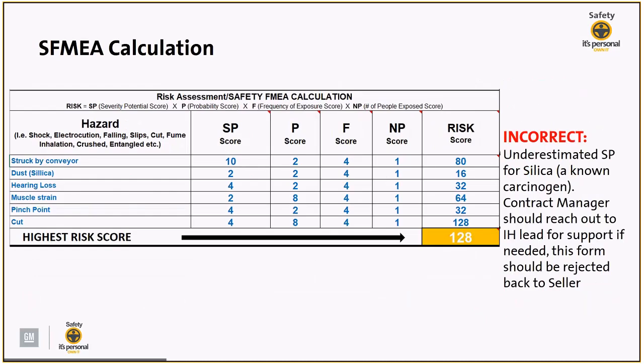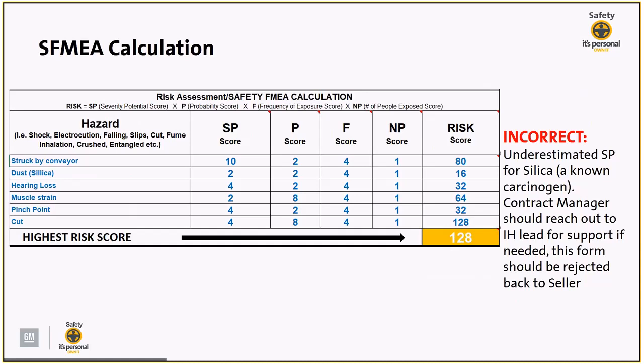The next one here, we have struck by conveyor, silica, hearing loss, muscle strain, pinch point cuts. So a pretty decent job with listing what the hazards are. However, if you take a look, one thing they have on there is silica. And we're saying, just a note here, they underestimated the severity potential for silica. Silica is a known carcinogen. The contract manager should reach out to the IH lead, the industrial hygiene lead, for support if needed. This form should be rejected back to the seller, right?